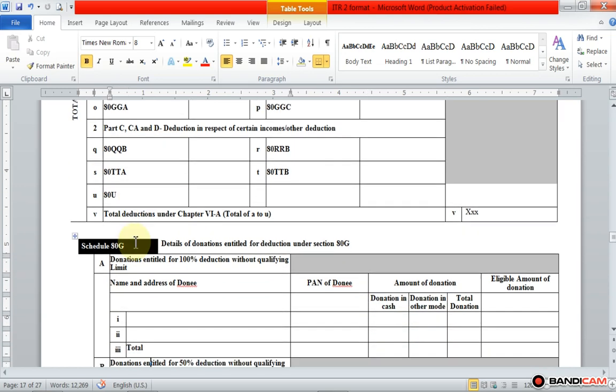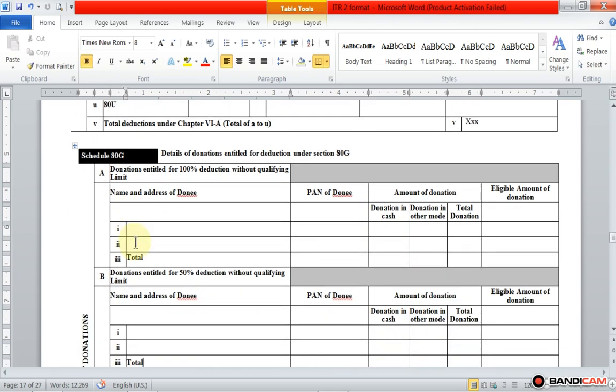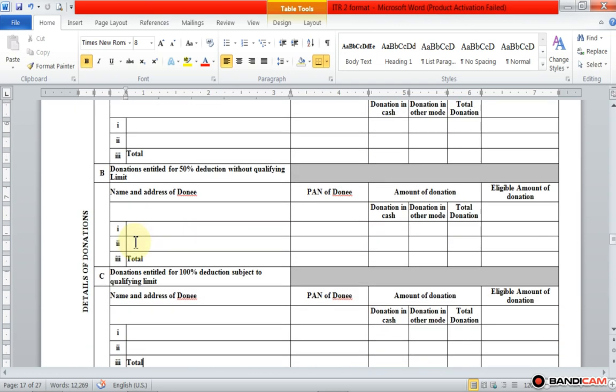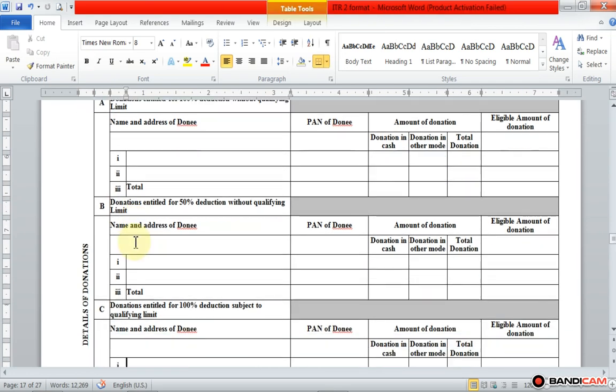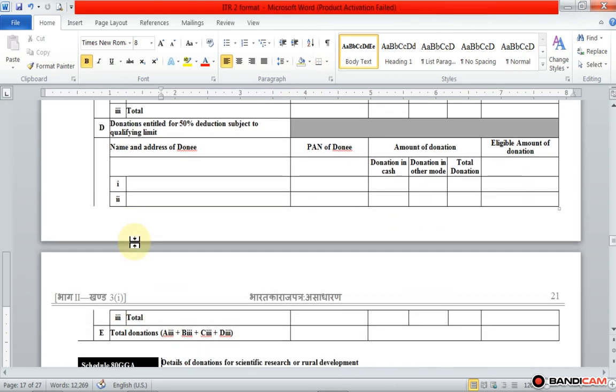Then we discussed Schedule 80G. Schedule 80G is relating to donations. Here the assessee has to furnish all information relating to donations, if the assessee paid a donation to any temple, orphanage, educational institution, or Prime Minister's earthquake fund. So the assessee will furnish the necessary information here relating to the 80G section. 100% amount is allowed for deduction, 50% is allowed for deduction.